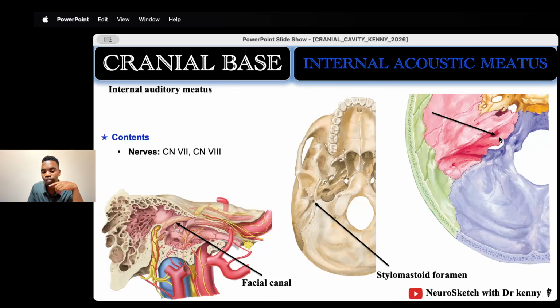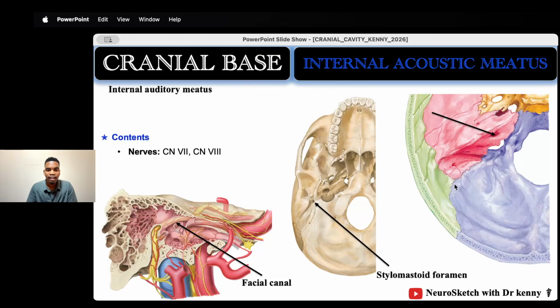But guess what? Because of the internal acoustic meatus, we also have the external acoustic meatus of the temporal bone, right? Now cranial nerve 7 is getting into the internal acoustic meatus to leave the cranial cavity, but does not get out through the external acoustic meatus. Instead, once it gets in the internal acoustic meatus, it travels through a bony tunnel which is called the facial canal, and then it finds its way somewhere here to emerge at the foramen between the styloid process and the mastoid process, and this foramen is called the stylomastoid foramen.